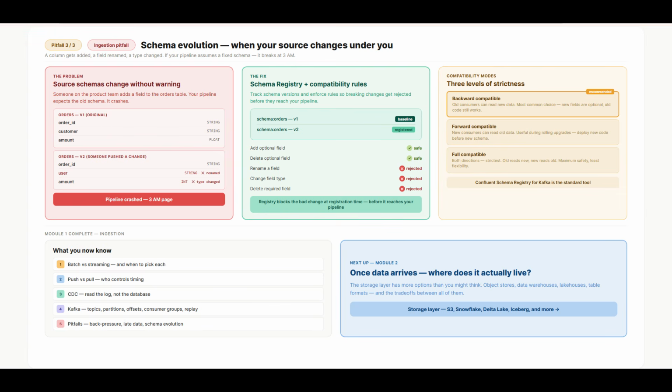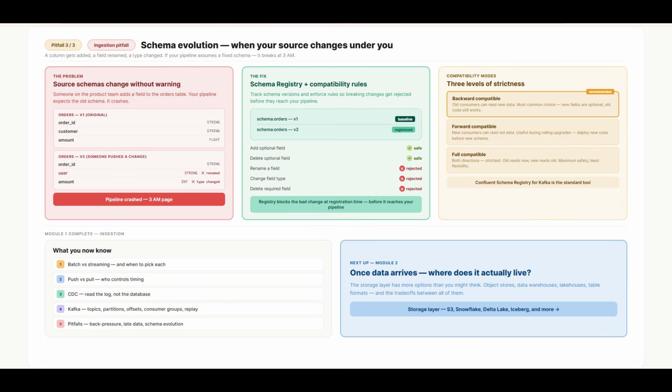Third pitfall, schema evolution. Your source systems will change. A new column gets added, a field gets renamed, a data type changes from string to integer. If your ingestion pipeline assumes a fixed schema, it breaks. The fix is using schema registries, like the Confluent schema registry for Kafka, which tracks schema versions and enforces compatibility rules. You can require that schema changes are backward compatible, meaning old consumers can still read new data.